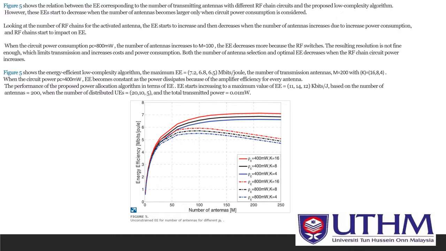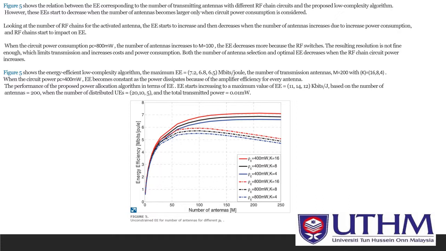However, this EE starts to decrease when the number of antennas becomes larger, only when circuit power consumption is considered. Looking at the number of RF chains for the activated antennas, the EE starts to increase and then decrease when the number of antennas increases, due to increased power consumption and the RF chain starting to impact the EE. And figure 5 shows that for the energy efficiency low complexity algorithm, the maximum EE equals 7.2, 6.8, 6.5 megabits per joule. The number of transmission antennas M equals 200 with K equal to 16, 8 and 4.